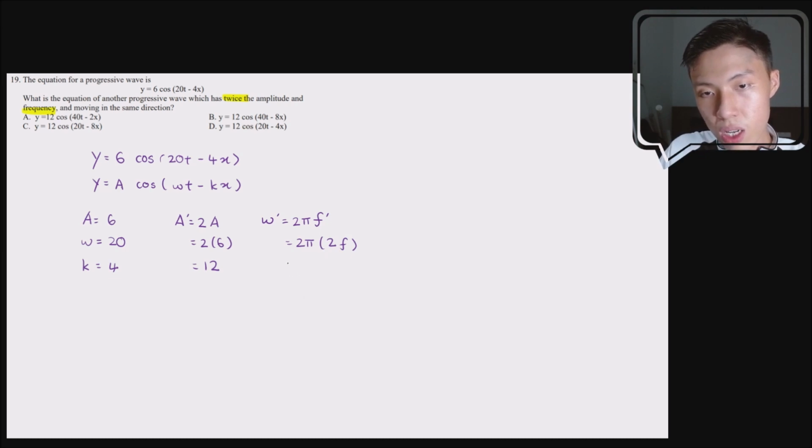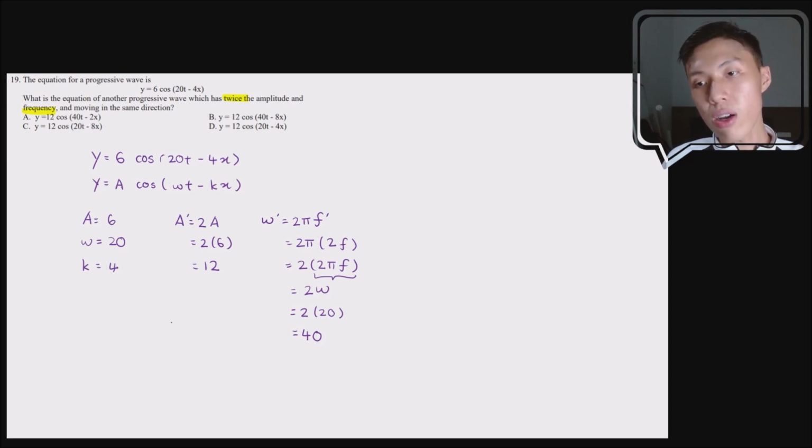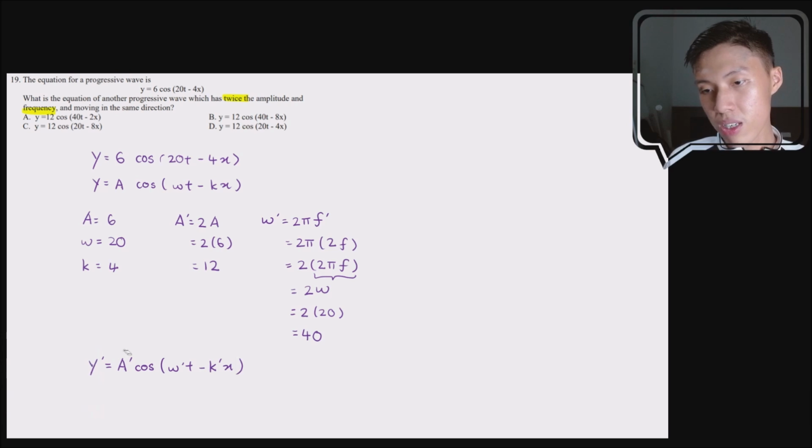Now, if you take out the 2, you can reshuffle it to become 2 pi f, and this is just the old angular frequency. So the new angular frequency is equal to twice the old angular frequency, and the old angular frequency is equal to 20. Therefore, the new angular frequency is equal to 40. Now if you want to build the equation, you can write y prime equals a prime cos(omega prime t minus k prime x). Technically, the y should not have any prime. The y is just a variable here.